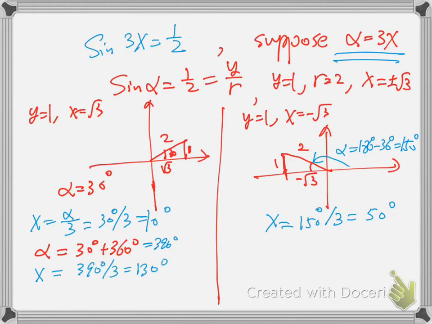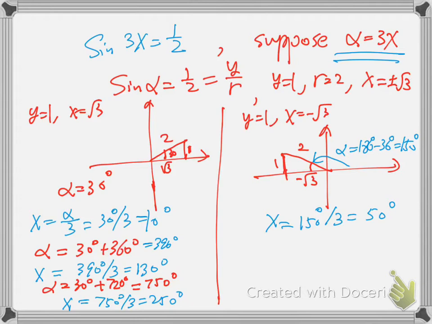We need all the solutions, all the x between 0 and 360. And then you do it again, another rotation. So this is 720, this is 750. So what is x? 750 divided by 3 is 250. And you can check the next one. The next one is too big.